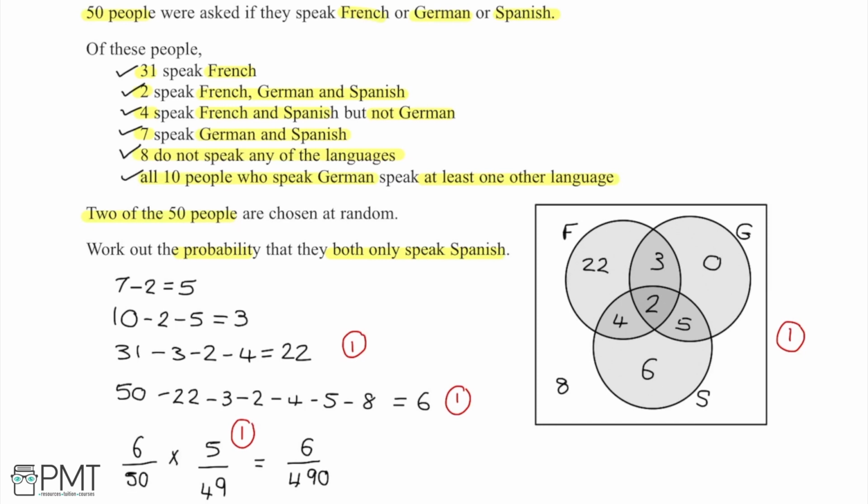Or alternatively, if the value that you calculated wasn't 6 and you'd gone wrong somewhere along the way, just substituting in the values that are right for your numbers would also get you the method mark here. And then the final mark for this question is for the correct final answer of 6 over 490.